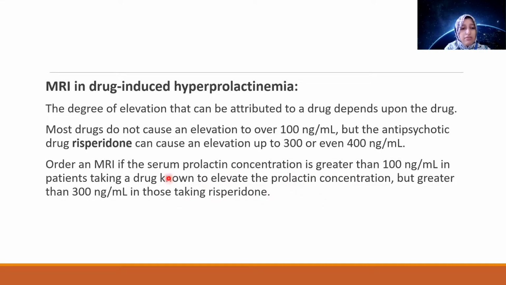So order an MRI if the prolactin concentration is greater than 100 in patients who are taking a drug which is known to elevate the prolactin concentration. But if the patient is taking risperidone, you can say the level of 100 can be because of the risperidone. But if the level is really above 400, then order an MRI.